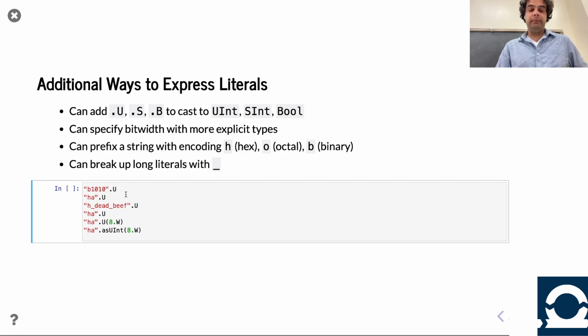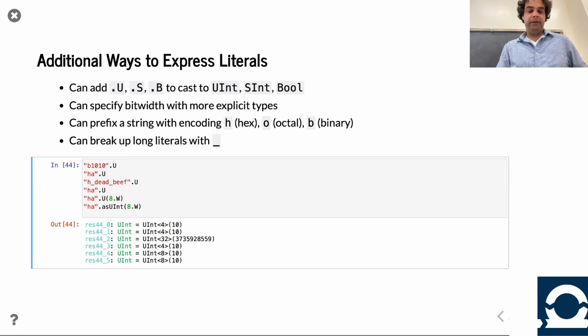So rather than having everything be a decimal, we can use strings and actually have format specifiers. We can have binary things with B. We can have hex things with H. We can put underscores anywhere we want to separate things out to make it easier to read. And of course, whatever comes out, we can make it a UInt. We can make it a UInt and set the width. Rather than .U, we can say .asUInt. That's the same functionality, it's just more verbose. And yeah, these are all going to be various UInts of various sizes. Cool.